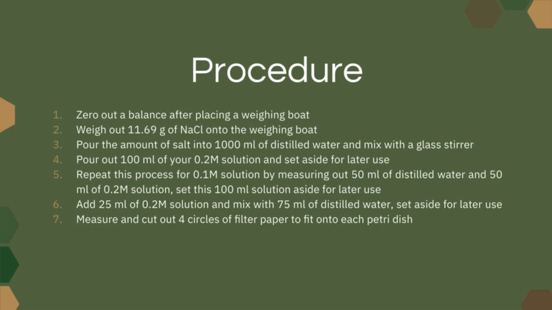I then poured out 100 mLs of the 0.2 mol solution and set it aside for later use. I repeated this process for each of the solutions, adding more distilled water each time to decrease the salinity. I then cut out 4 circles out of filter paper to the measurements of the petri dishes to ensure that when the concentrations were given to the seeds, they would absorb the solution.